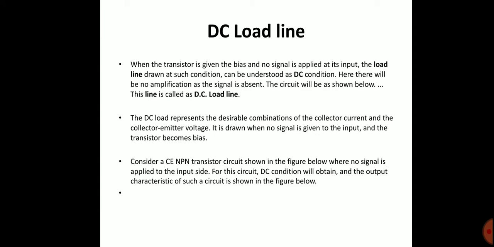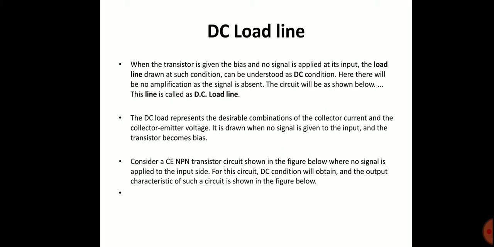Today we are going to discuss the DC load line of BJT, that is, analysis of the DC load line in BJT configurations. In this DC load line, the transistor is given the bias and no signal is applied at the input. The load line drawn under such conditions is understood as the DC condition. Here there will be no amplification as the signal is absent.